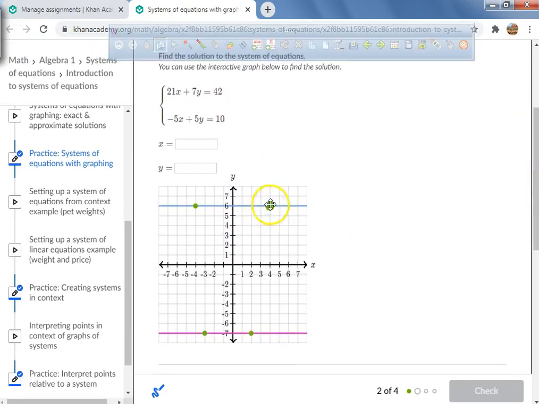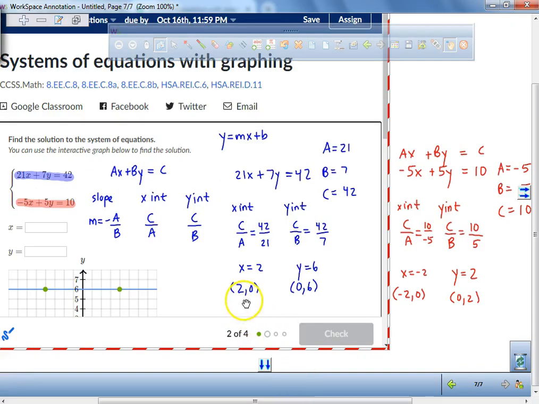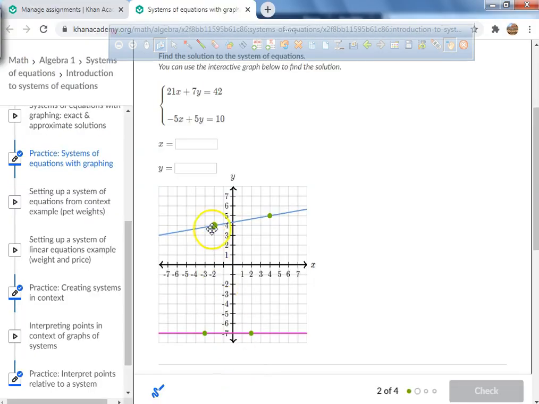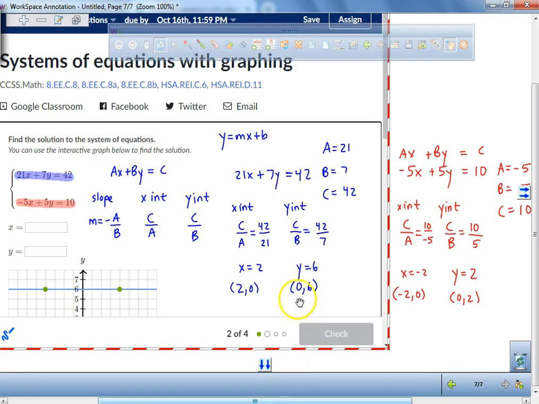Well, it's one of these tools right here that you're able to graph things with. So let's focus on the blue line. What was our x-intercept for the blue line? Let's go back. Our x-intercept was at 2 and 0. So I'm going to put a 2 and a 0. What was our y-intercept? 0 and a 6.